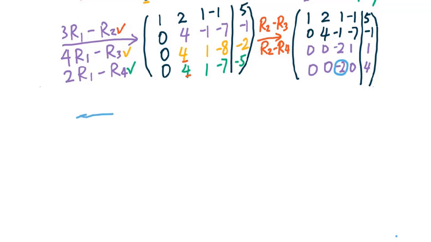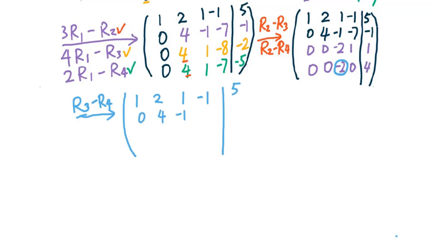Next step, we need to make this part equal to 0. Therefore, you will do row 3 minus row 4. The first row doesn't change. 0, 4, negative 1, negative 7, negative 1 stay. 0, 0, negative 2, 1, 1 stay. Then we do the subtraction here. You will get 0, 0, this is a 0, this will be 1. Then you get negative 3.